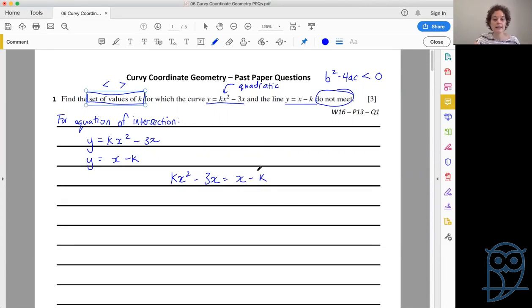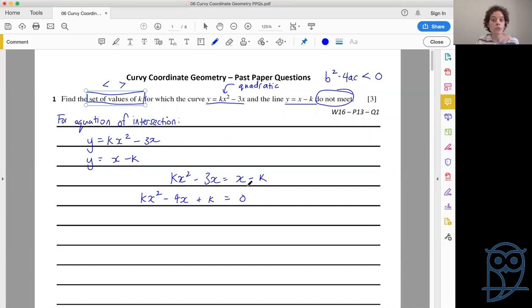Everybody on one side: kx squared minus 3x minus x, and then bringing across the k, so plus k on both sides, it removes it. Now we have our quadratic. We have an ax squared plus bx plus c. So we can now use our discriminant.